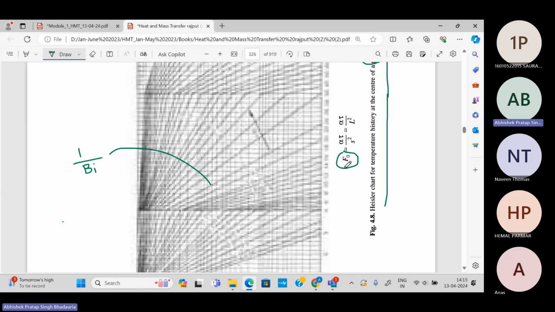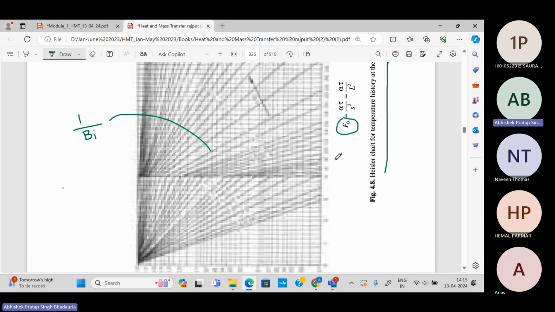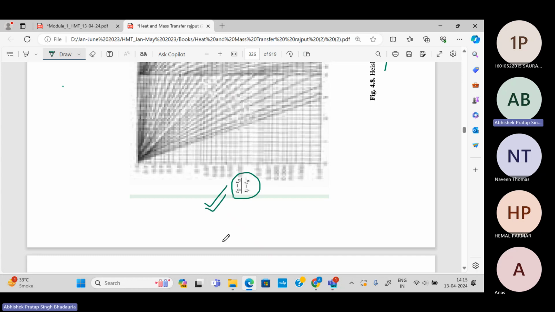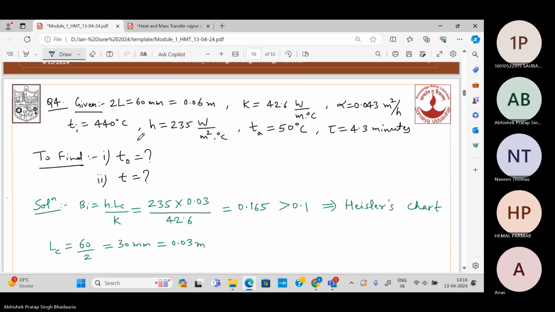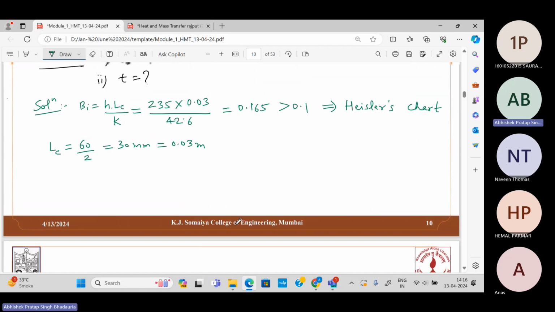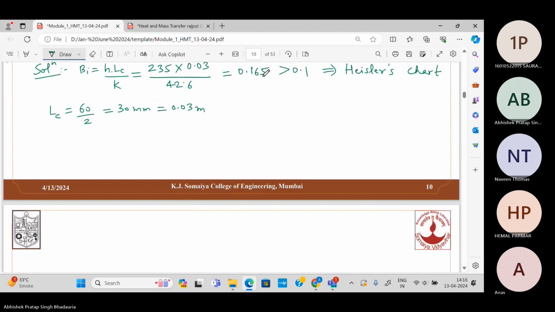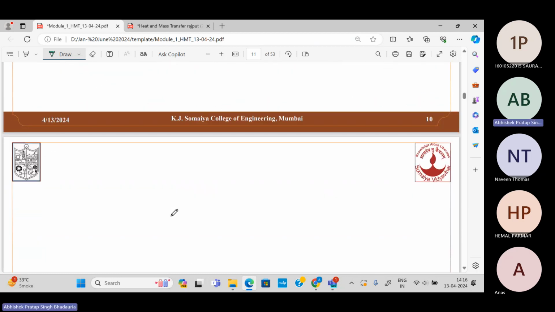First of all, we have already calculated the Biot number. We'll calculate 1 upon Biot number, and then we'll calculate the Fourier number, and on the basis of these two numbers we'll locate a point on the chart, and then we'll take the horizontal projection. This way we can directly find this temperature distribution value. Let's find this. The Biot number we have already calculated; it is 0.165.